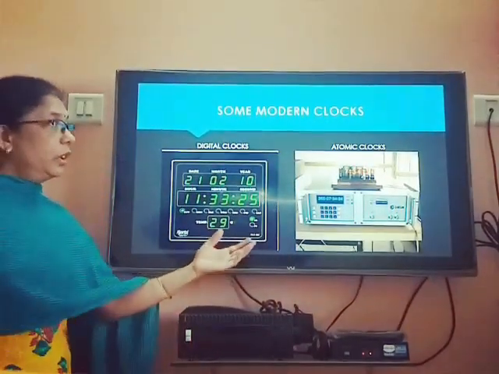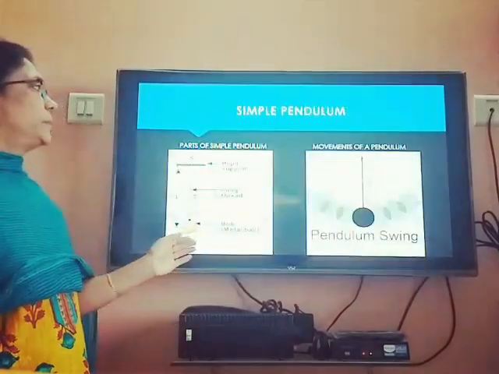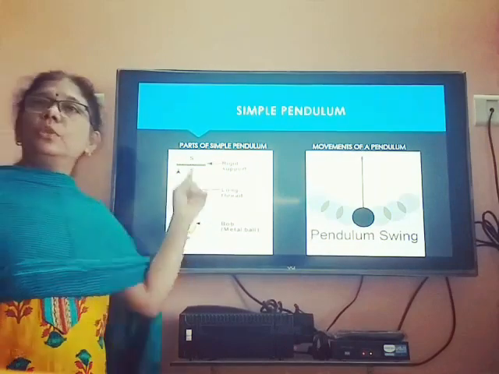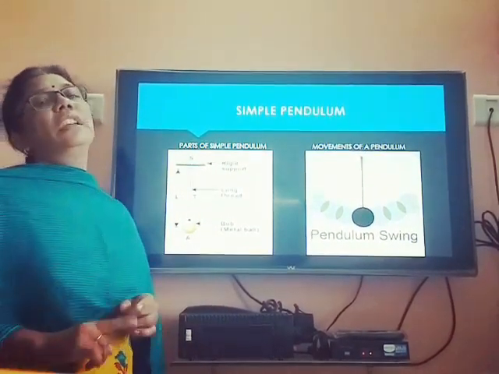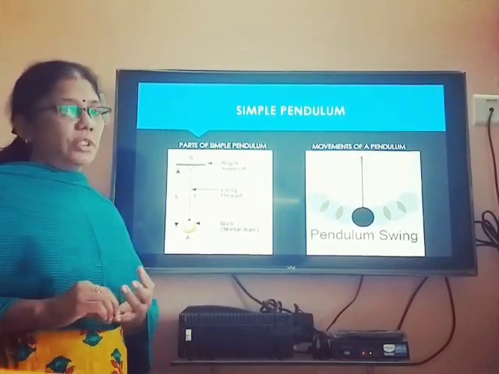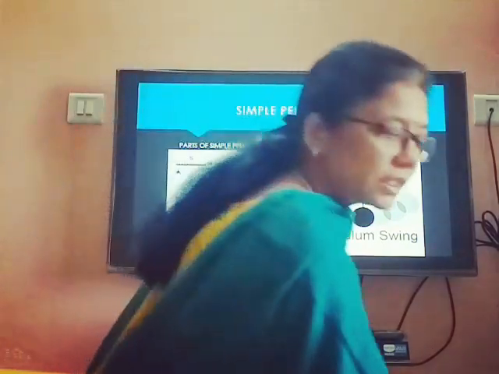Okay, so these are some of the modern clocks. Now, coming to the simple pendulum, remember the simple pendulum was the basis on which Galileo built his first clock.